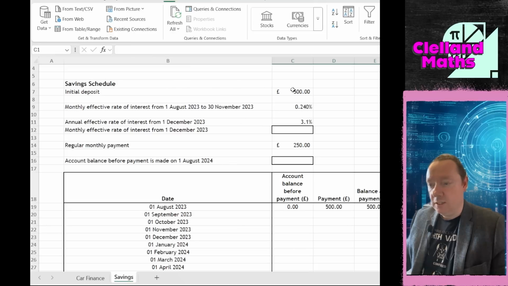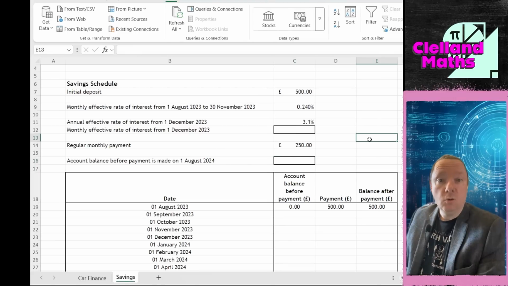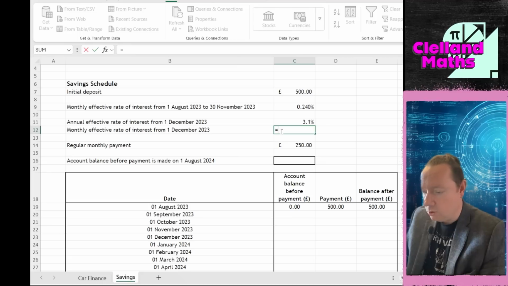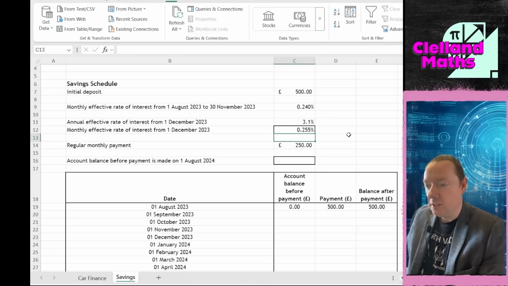Already got some stuff filled in for us. His initial deposit is £500, which it says in the question, 0.24% per month. It's got the annual there, and it's actually hinting us that we need to work out the monthly ourselves. And then it's got the regular monthly payment of £250 and the balance immediately before the 1st of August 2024. And I think that's everything off of the question, so I no longer need the question in front of me. So we're going to work out this. So it's equals 1 plus the percent to the power of 1 over 12 minus 1. And that gives us our monthly percentage rate. Now we'll start working on our table.